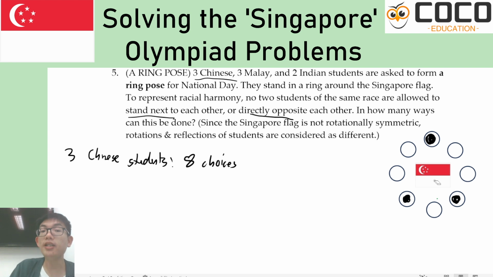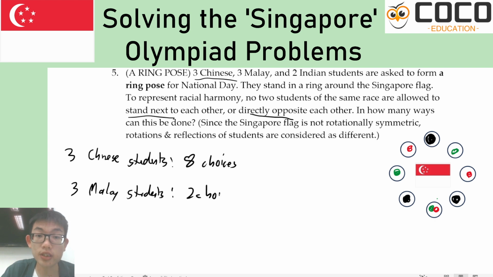Now, for any of these choices, based on what we have just said, there are only going to be 2 choices for the positions of the 3 Malay students. It's going to either be here, or alternatively, it could be here. And then of course the 2 Indian students, we have chosen it such that the 2 positions are not opposite each other or adjacent to each other, so no problem there.